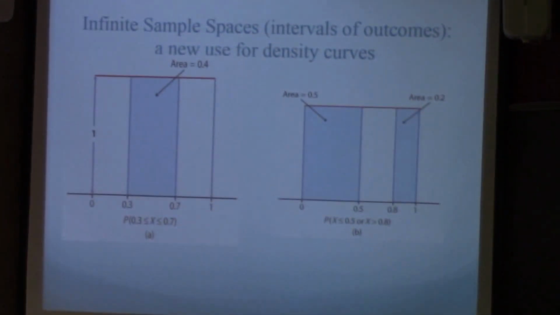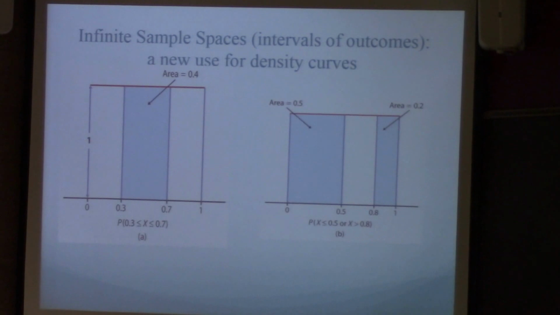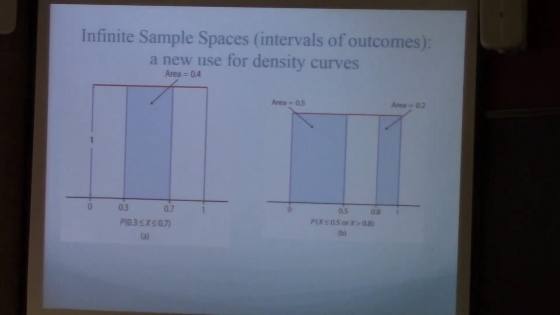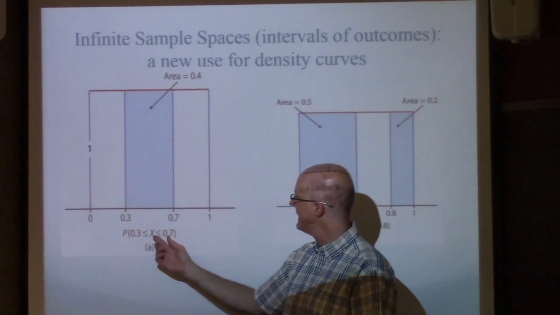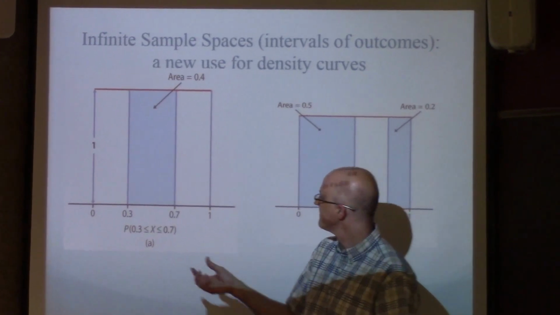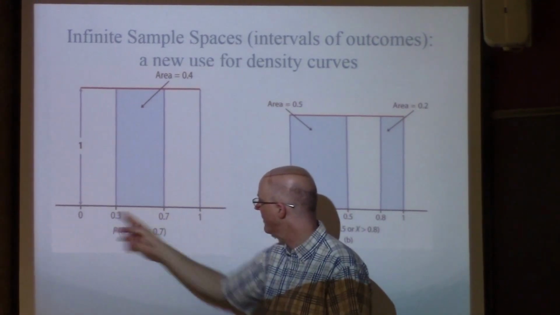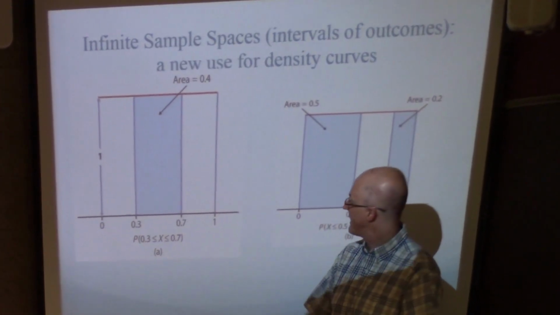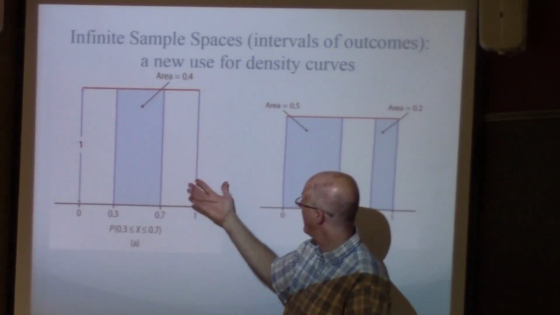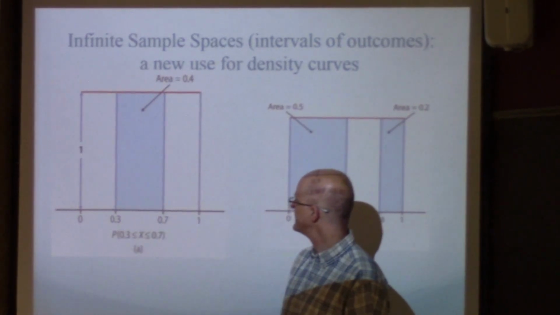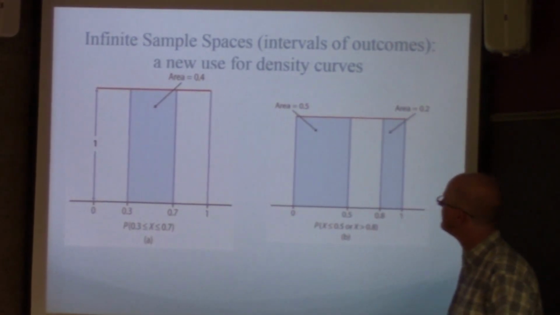You can have infinite sample spaces too, intervals of outcomes. How do you assign probabilities for those? With areas under density curves, just like in chapter 1. For example, if you have a random experiment, you're measuring something, X represents the outcome, and if a uniform distribution like this is a good model for the values of X all between 0 and 1, the area of that rectangle would give you the probability that X is between 0.3 and 0.7. What's the area? Well, it's a rectangle, so the base is 0.7 minus 0.3, which is 0.4. The height is 1. The area is 0.4 times 1, which is 0.4.